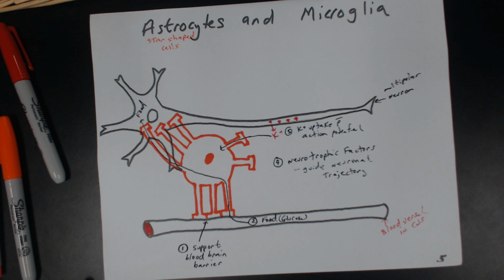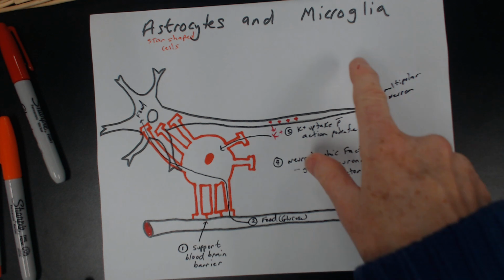Okay, those are the four basic functions of the astrocyte. Again, these are the most predominant glial cells in the CNS. They're going to help support the blood-brain barrier. They're going to help uptake food and deliver it directly to the soma of the neuron. They're going to help uptake extracellular potassium that was released due to the action potential. And they're also going to help release neurotrophic factors, which help guide the axonal trajectory. Questions? That's going to be your astrocyte. That's the big one, star-shaped cell.